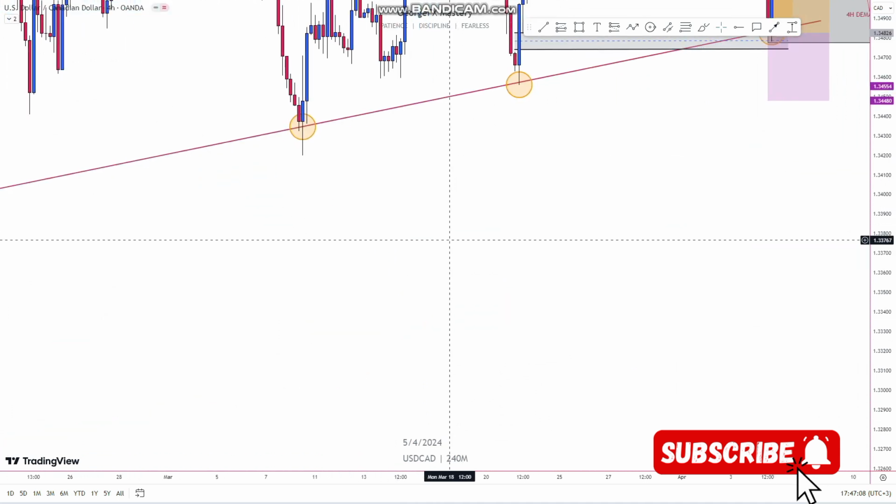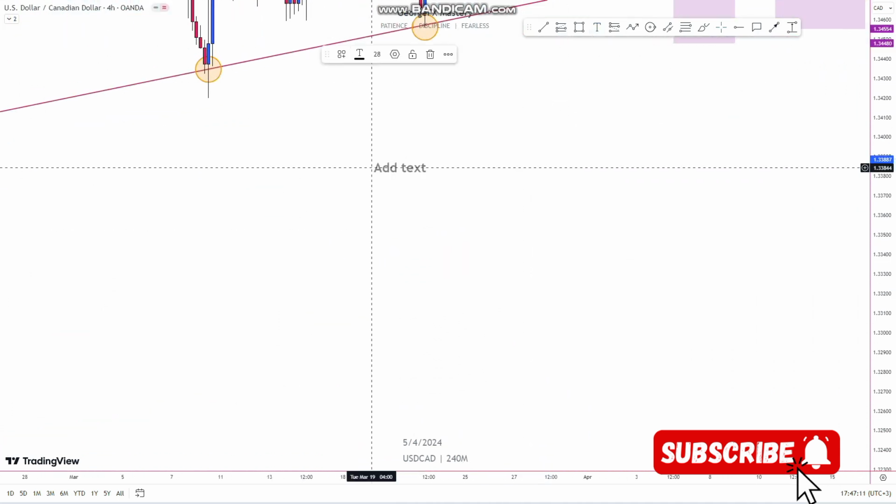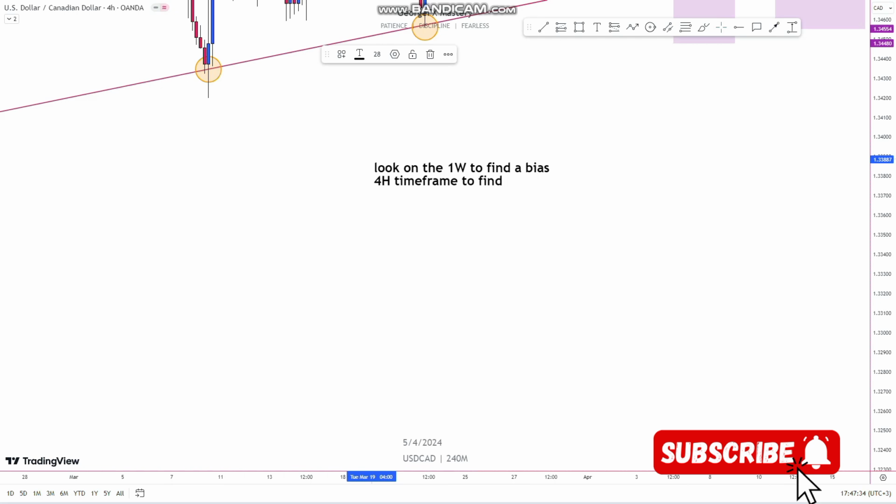And now, points to take home. The first thing you want to do is look at the weekly time frame, the one week time frame, to find a bias. The next thing you want to do is the 4 hour time frame, to find your entry. That is how you find your entry. The third thing is go to the 1 hour time frame to see your confluences.